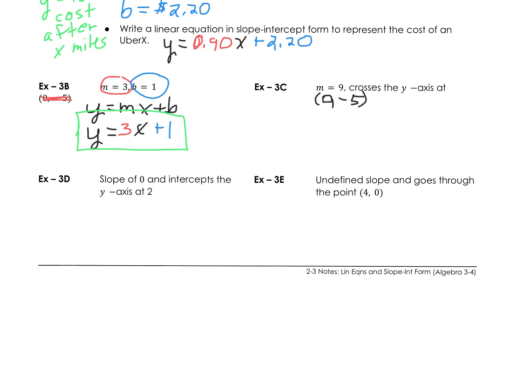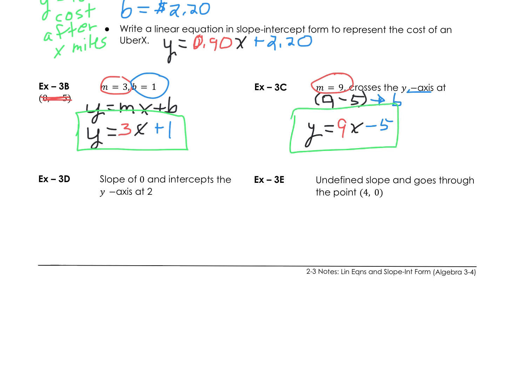On example 3C, they tell you m is 9, so that tells you your slope is 9, and it crosses the y-axis at, that's a 0, it's not a 9, it's 0 and -5. And so this right here is our b, because if it crosses the y-axis, that must be your y-intercept. So y equals, instead of m, we're going to use 9x, and then our b is -5, so we're going to put a -5 here. Whatever the sign of b is, that's the sign that goes in front of it.